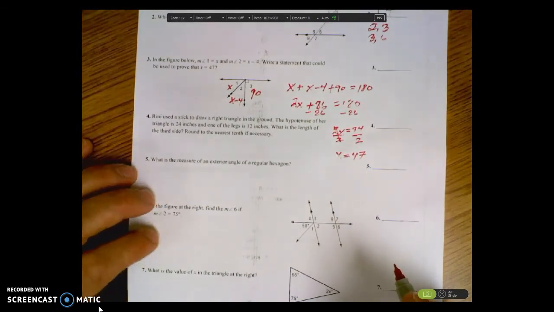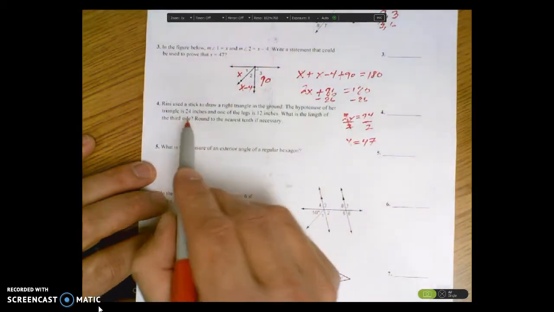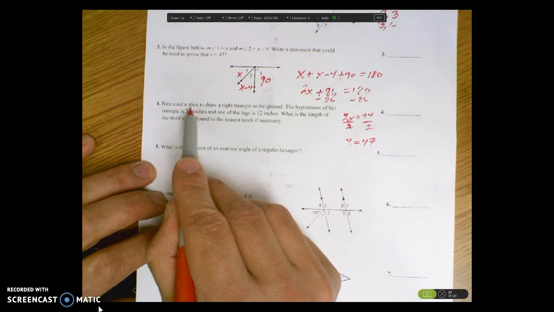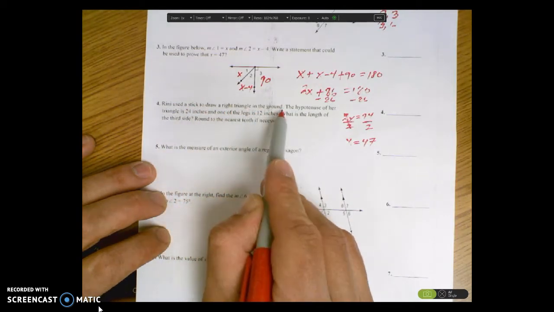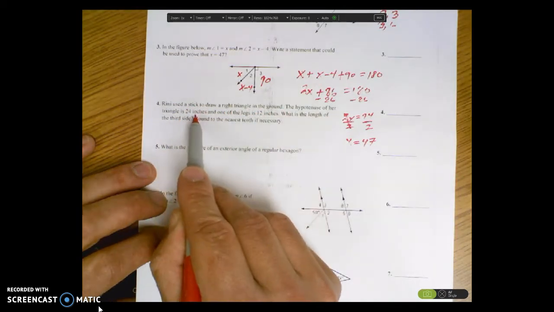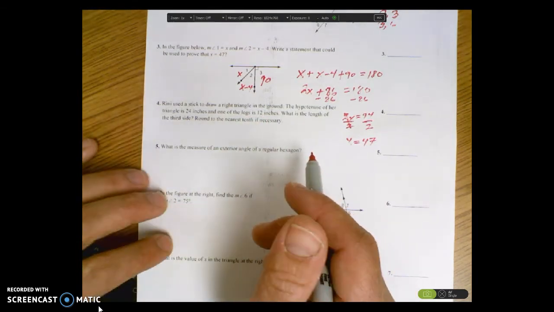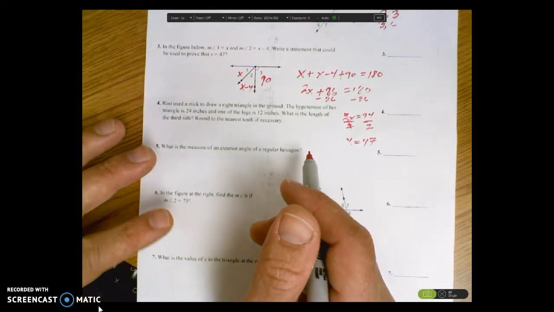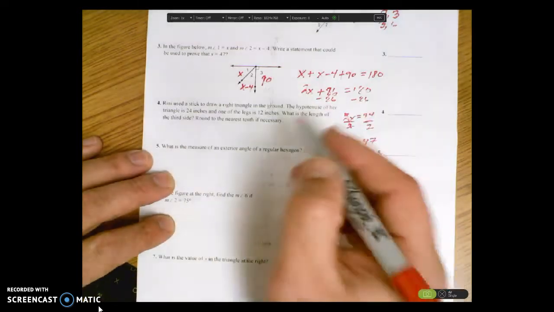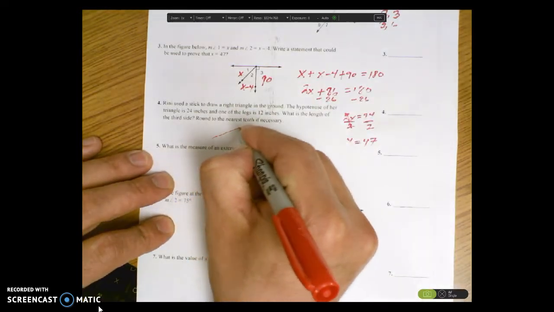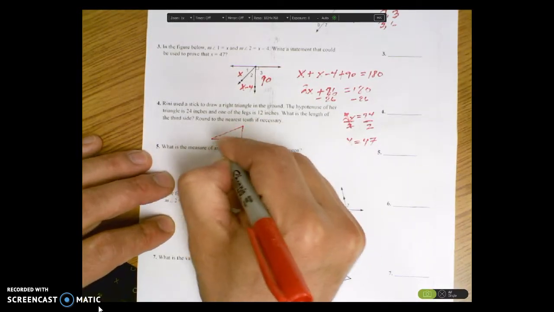Okay? All right. Use the stick to draw a right triangle in the ground. The hypotenuse of our triangle is 24, and one of the legs is 12. So I see the word hypotenuse, I'm thinking Pythagorean theorem right away. And to help me, I'm going to draw it. I'm going to draw any right triangle.